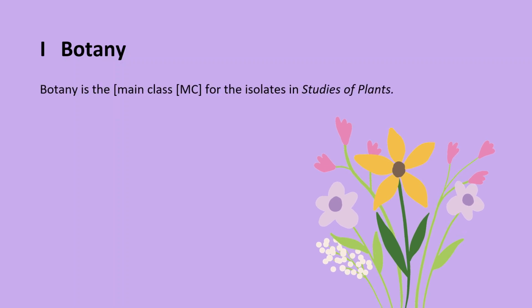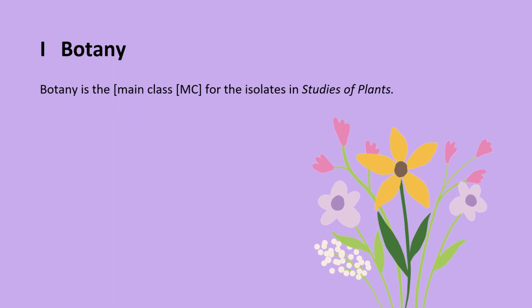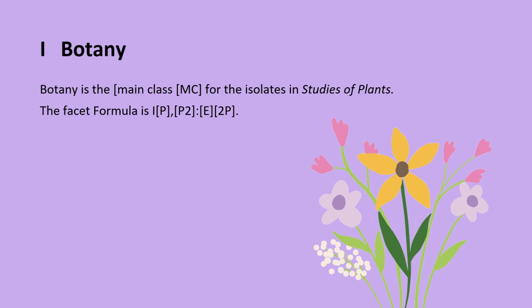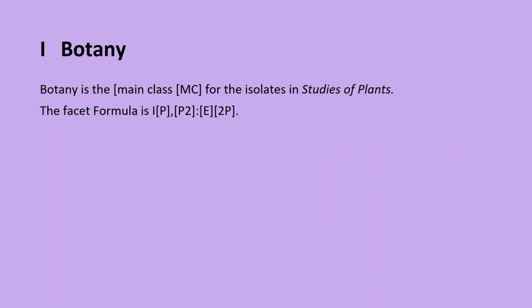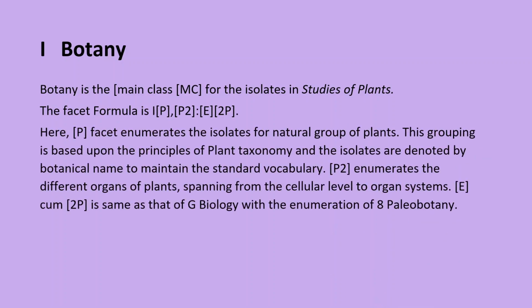Next we move on to the main class Botany. Botany is the main class for the isolates in studies of plants. The facet formula is I, then P, P2, then colon E to P. Here the P facet enumerates the isolates for natural groups of plants. This grouping is based upon the principles of plant taxonomy, and isolates are denoted by botanical names to maintain the standard vocabulary.